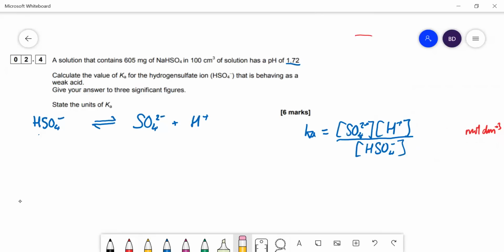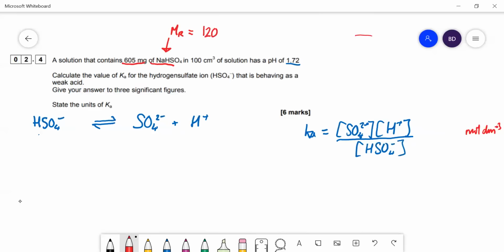I'll just write that down. So that's the units mole per decimeter cubed. Now, how are we going to do that? First of all, let's work out the moles of hydrogen sulfate we are going to have here. We've got the mass, so we can work out the moles. The MR of that, if you work it out, is 120.1.